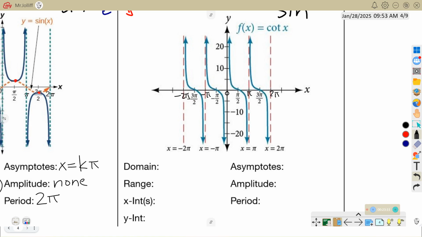So this guy has nice asymptotes just like cosecant does. The domain is all x such that x is not equal to k pi. The asymptotes are at k pi.